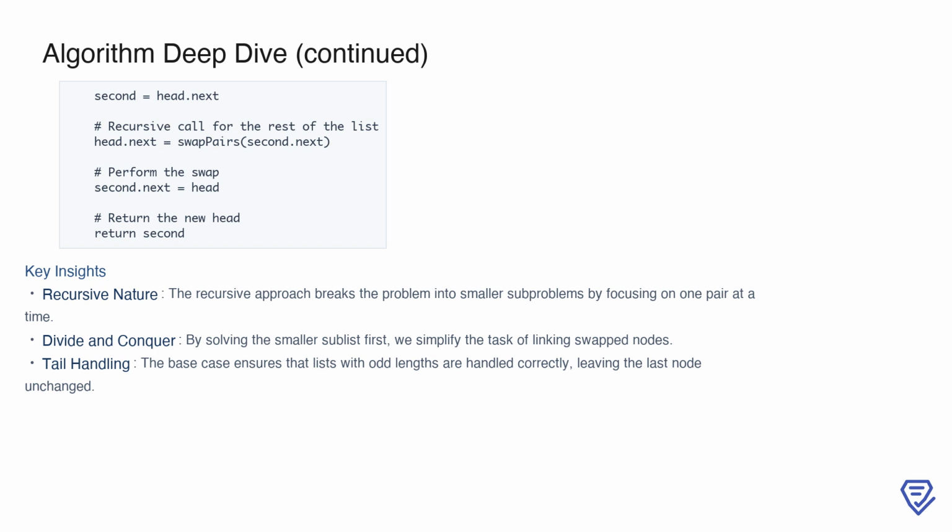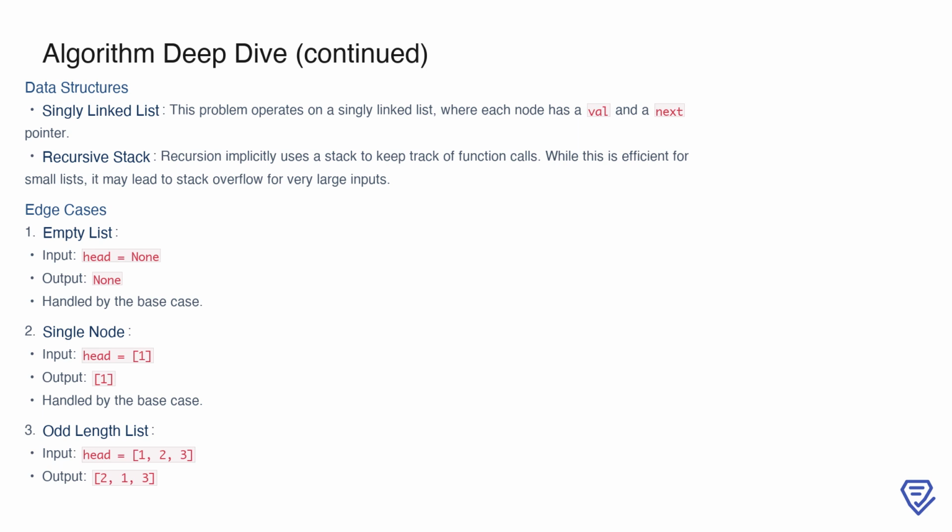This recursive structure simplifies the problem by breaking it into smaller and more manageable pieces. Key insights here include the divide-and-conquer nature of recursion, where we solve the smaller subproblems first before linking the results. Additionally, the base case handles edge scenarios like odd-length lists by leaving the last node unchanged, ensuring correctness in all cases.